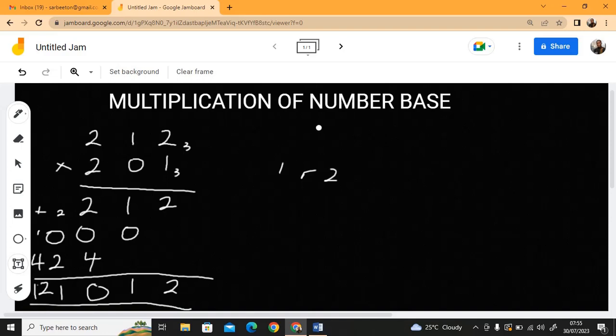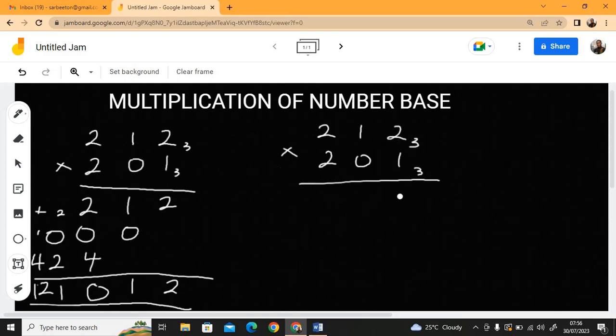Now the other way you can do this is this. Let me clean this one off. I'll be using this first method in our next exercise. Now the other way you can do this is you have 2, 1, 2 times 2, 0, 1. As in base 3, every number in the multiplication should be less than 3.